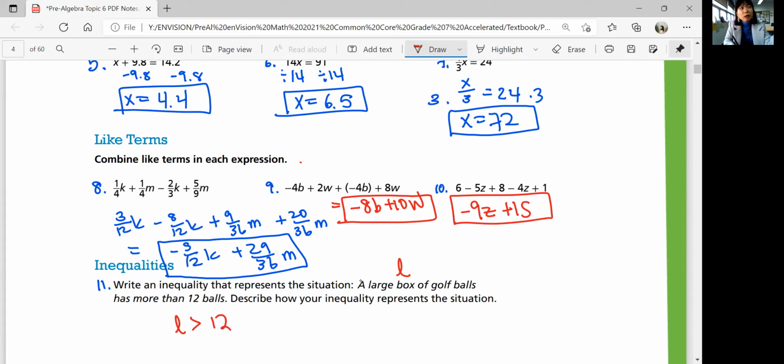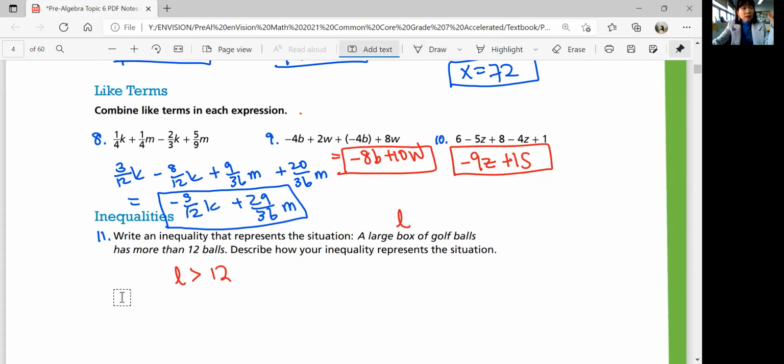You don't need a variable for balls. You already know how many balls there are. So L could be greater than 12, or whatever variable you use to represent the large box of golf balls. Okay. Also, don't forget to explain and describe how your inequality represents the situation.